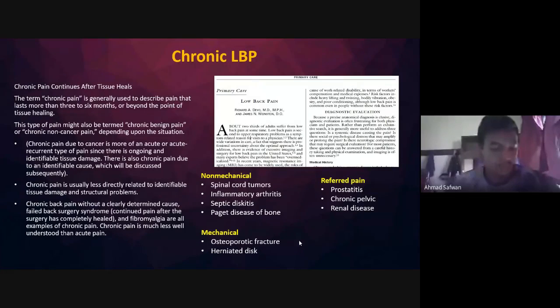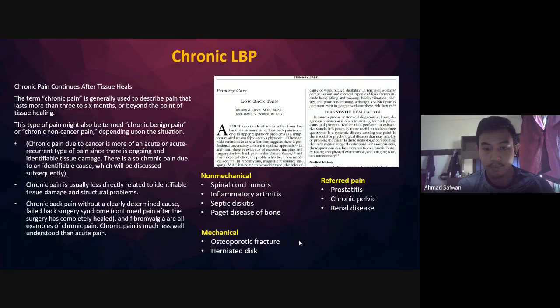Next, there is the differential diagnosis of chronic low back pain. We have four. First, non-mechanical: spinal cord tumor, inflammatory arthritis, septic discitis, and disease of bone. Second, we have referral pain: prostatitis, chronic pelvic, and renal disease. We can see that prostatitis is the same injury that we had in acute referral low back pain, so that type of injury can become a chronic low back pain injury.